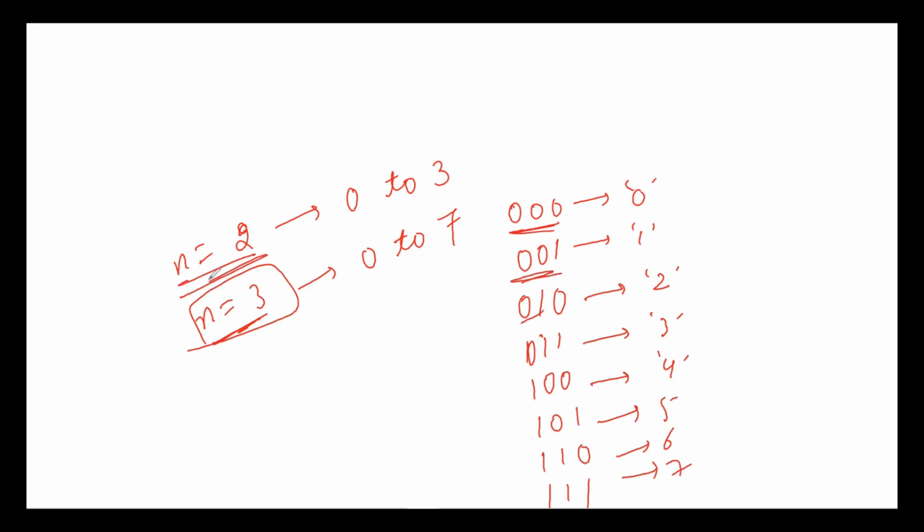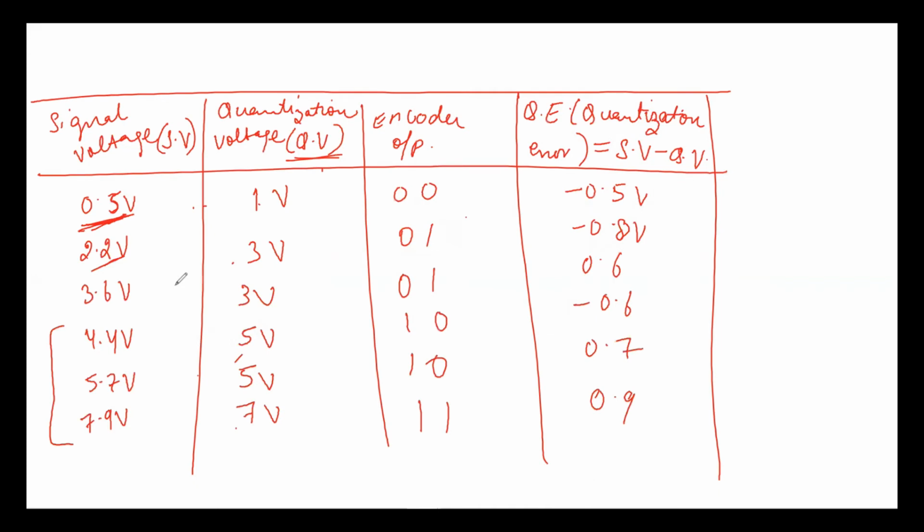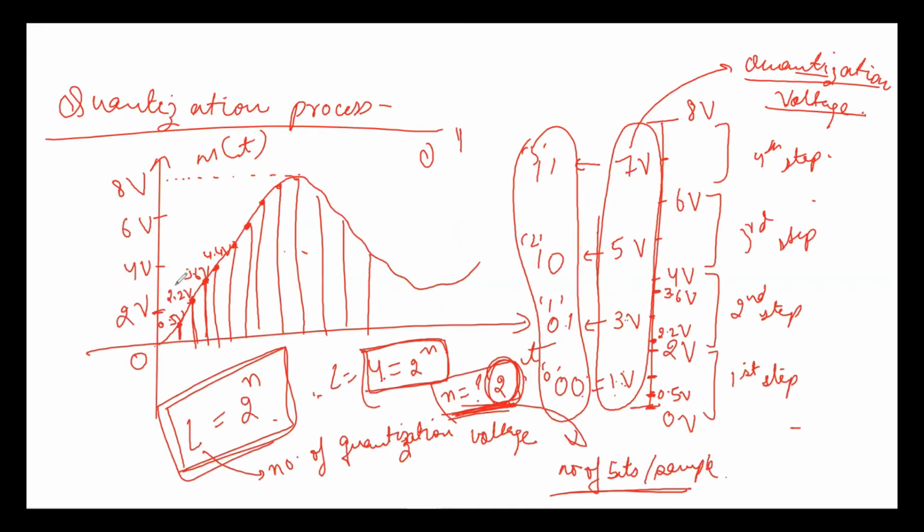For n is equal to 2, I can encode it from 0 to 3. That will be 0 0, 0 1, 1 0 and 1 1. It will be 0, 1, 2, and 3. Okay, is that clear now?